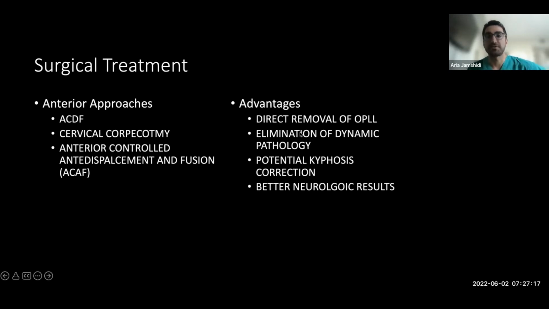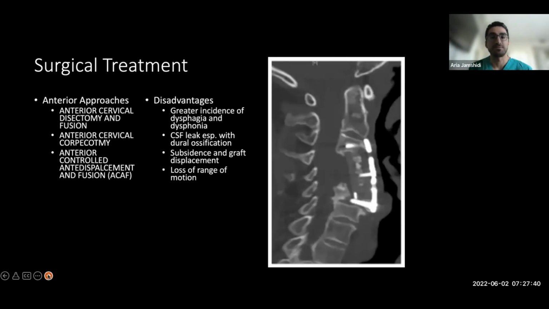The advantages of an anterior approach are obviously it allows for direct removal of the OPLL. You have elimination of any dynamic pathology. It allows for potential kyphosis correction and obviously allows for better neurologic results postoperatively because you are resecting the ventral ossified mass directly and allowing for direct decompression of the spinal cord.